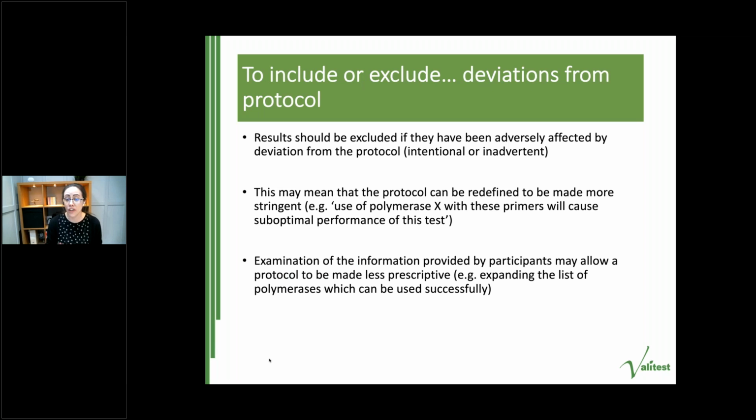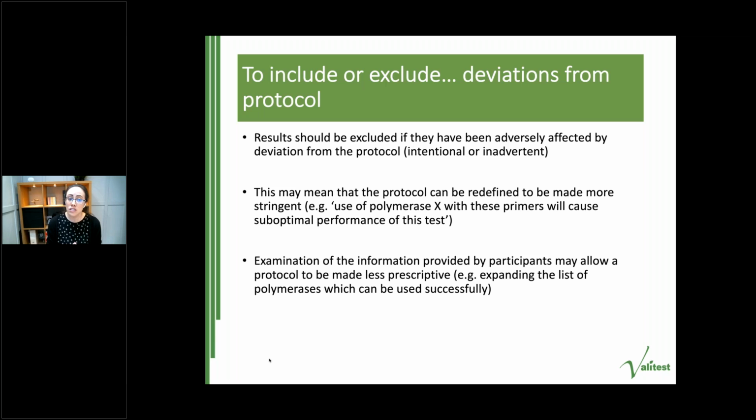When we're looking at the results, if we think that a data set has been adversely affected by a deviation from the protocol, then we should probably exclude it. If the deviation was inadvertent, it can be quite hard to spot. If someone's done something on purpose, they're more likely to record it on the sheet: "Oh, we couldn't get polymerase X, Y, and Z, so we decided to use a different one." If they've changed something inadvertently, like they didn't realise the magnesium concentration was different, it might be harder to spot.